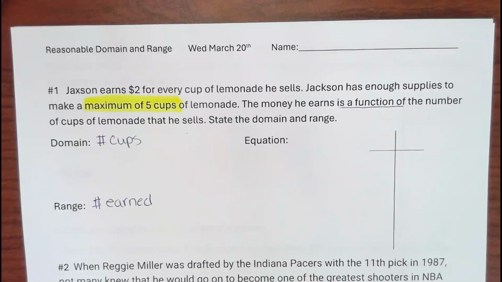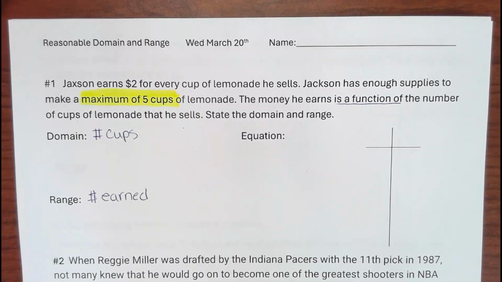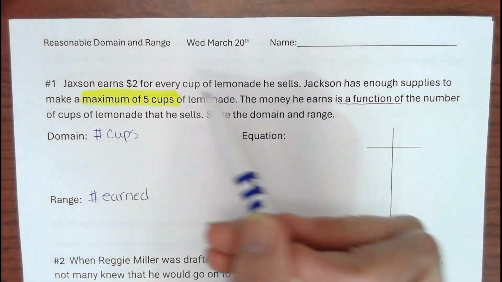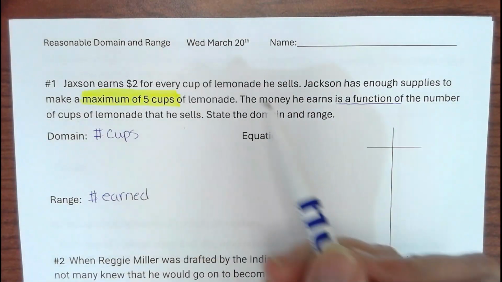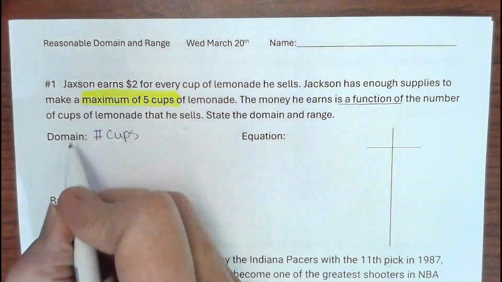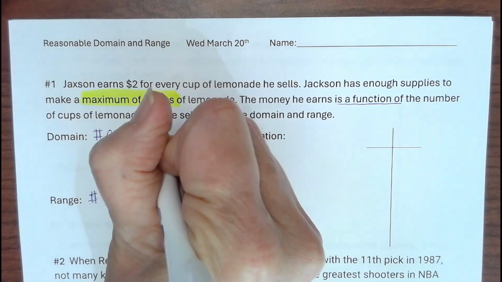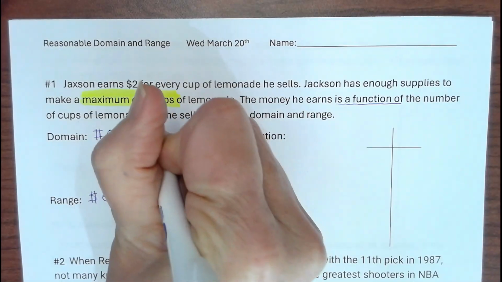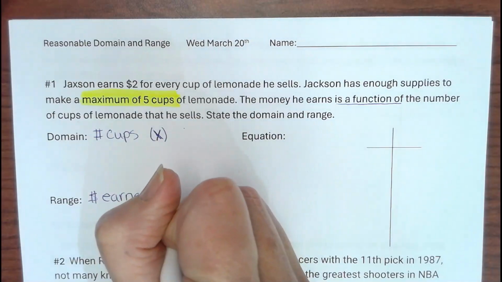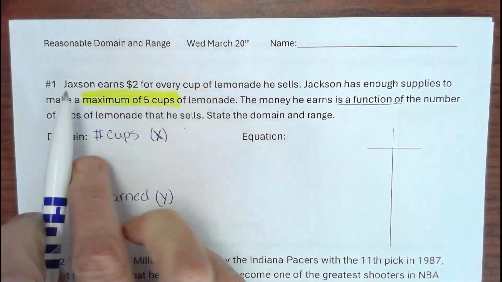Now, what we're going to do is go one step further and actually state the values of the domain. In order to do that, the first thing we've got to do is write an equation for this relationship. So I'm just going to let my domain be my x. My fault, sorry about that. And we're going to let money earned be the y. And what is the relationship?